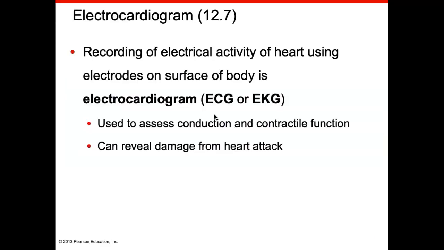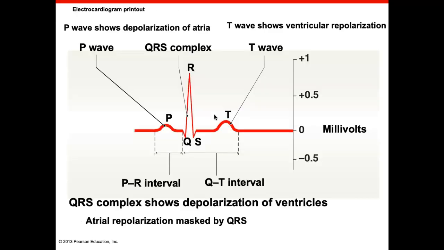How we measure what's going on in the heart is with an ECG. It used to be called an EKG because the German word for cardio is spelled with a K, but we're trying to convert it back to ECG, electrocardiogram with a C. And this is a recording of the electrical activity of the heart. You probably have had one of these, a lot of students have, and it assesses the conduction and contractile function and can reveal damage from a heart attack.